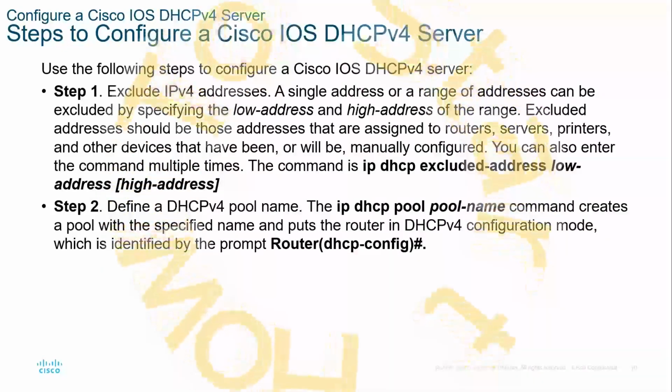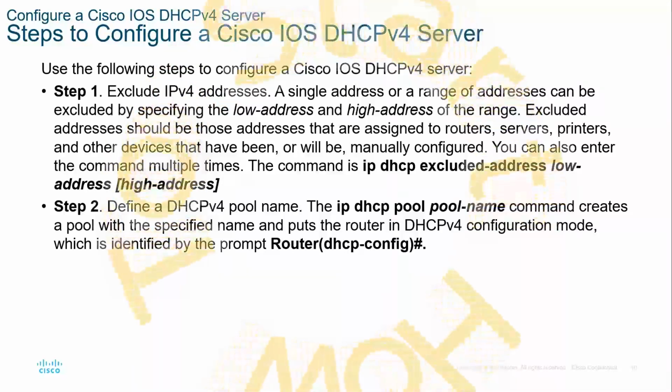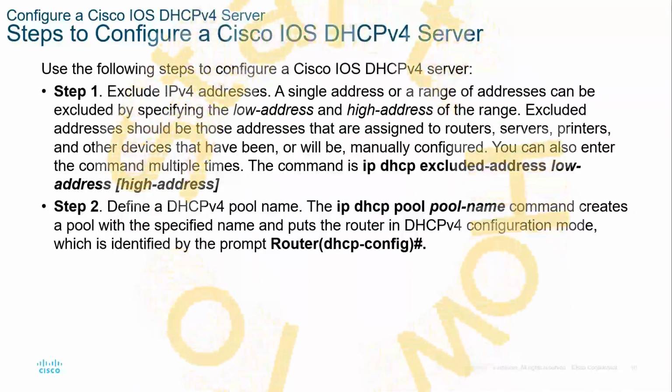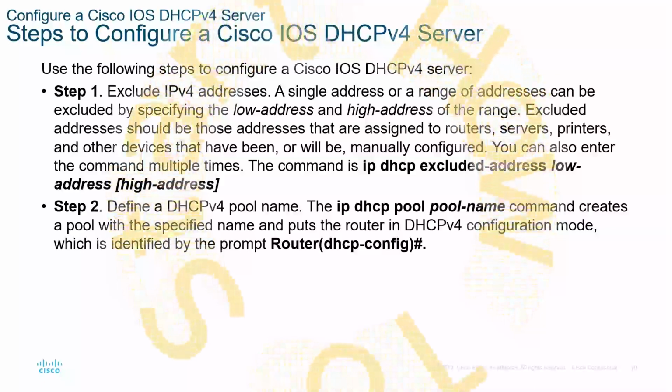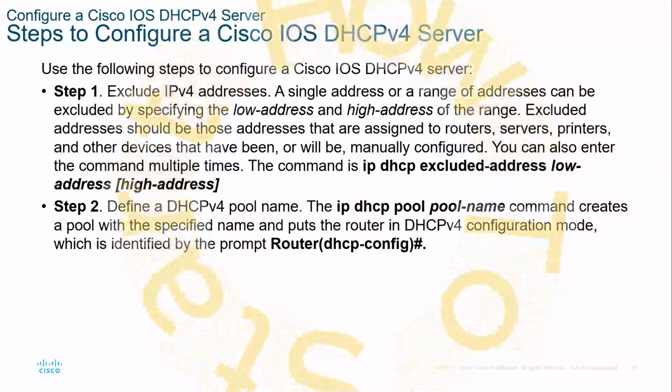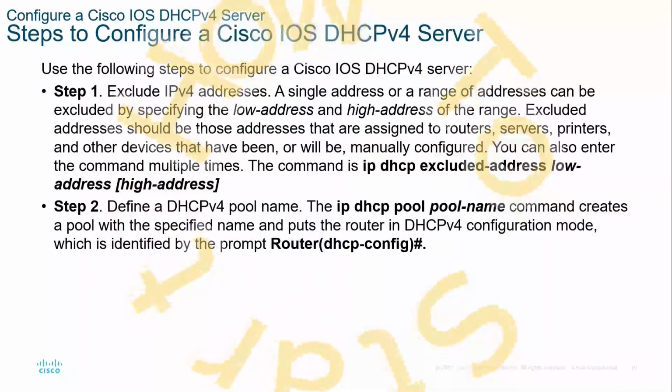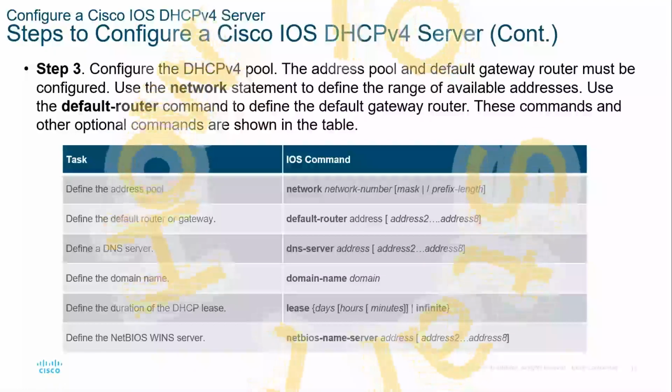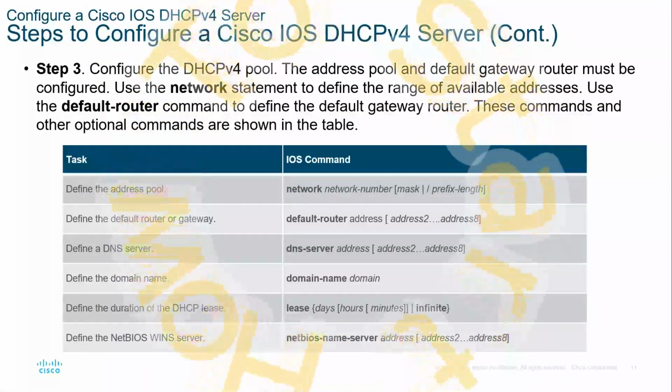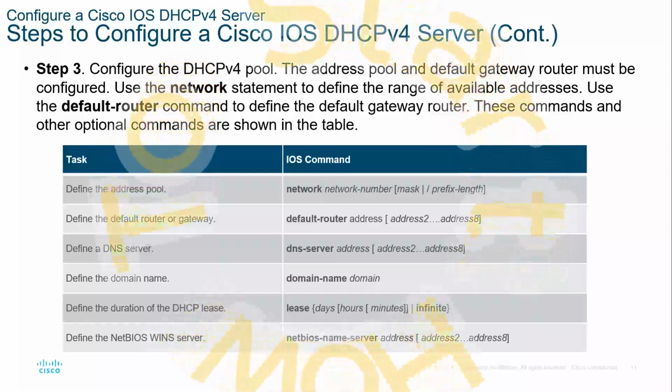Next, we name a pool. The command is ip dhcp pool, space, the pool name. This will get us into the DHCP config subcommand mode. From there, we can set up the network, default router, and DNS.